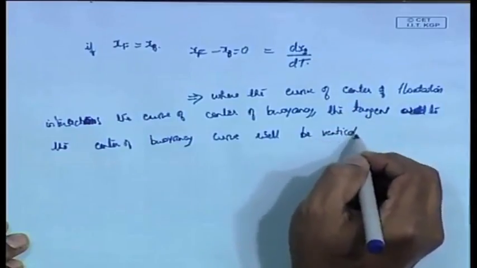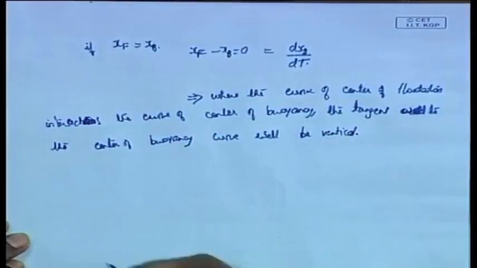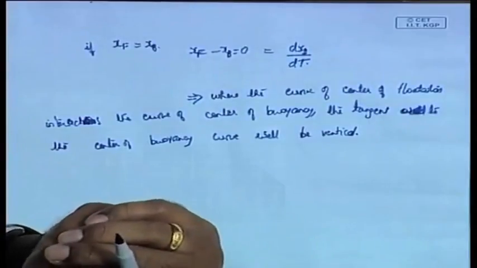So, this is an interesting and useful derivation which you will be using in some places. Where the center of flotation intersects the center of buoyancy, the tangent to the latter curve, that is the center of buoyancy curve, will be vertical.